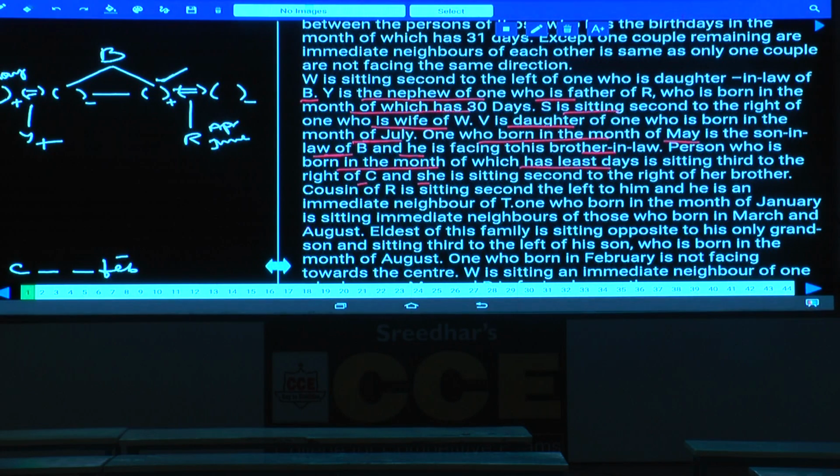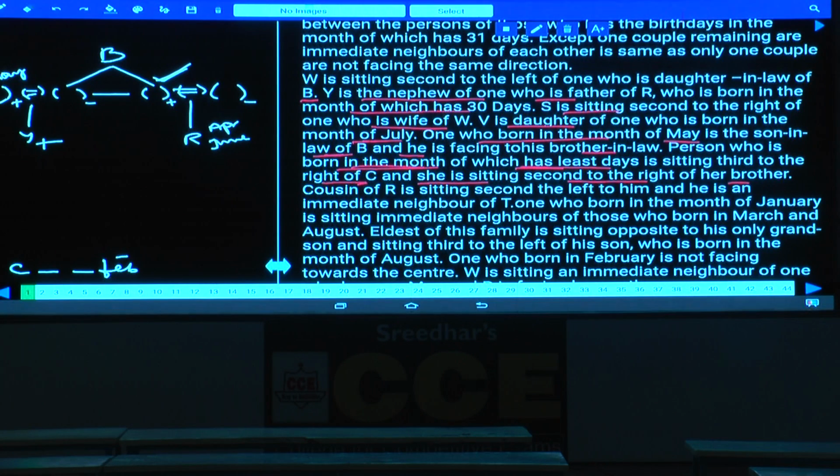That means the person who was born in the month of February is a female, and she is seated second to the right of her brother. Now this person is seated second to the right of her brother, isn't it? Her brother is B's son. Now between these two persons, there is only one person. The person who is born in the month which has the least number of days is seated third to the right of C, and that person is seated second to the right of her brother.